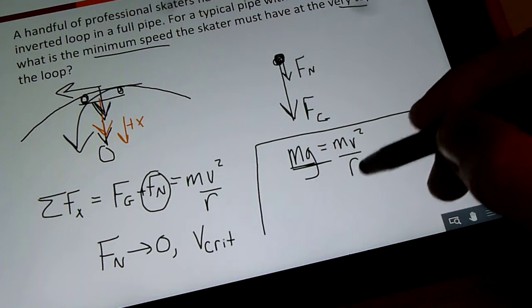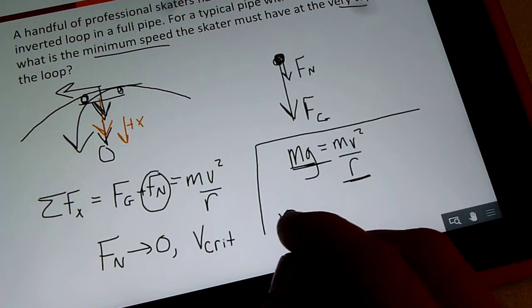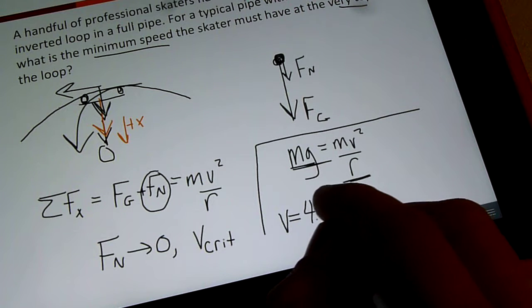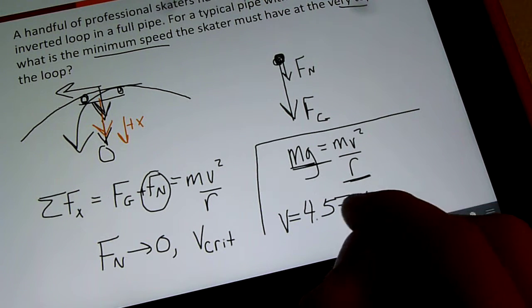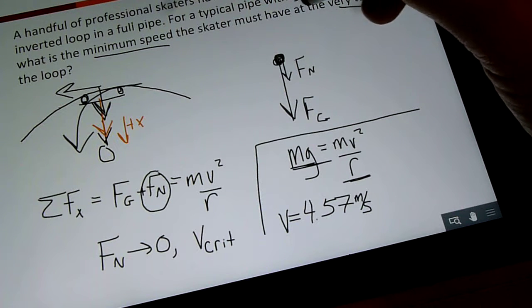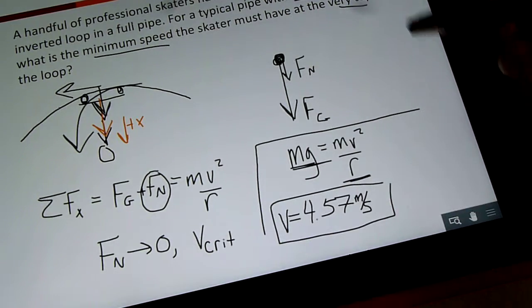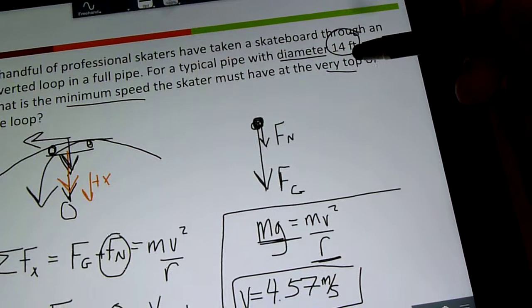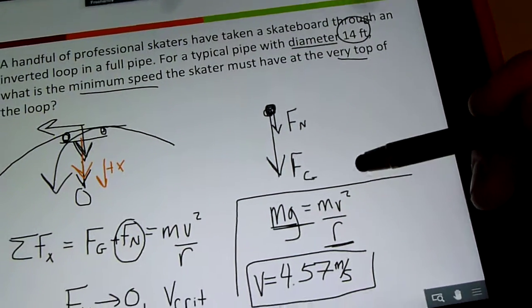So we would convert this to actually use it in R, but if you do that and you check your calculation yourself, you should get that my minimum speed that I can have is 4.57 meters per second. And again, converting 14 feet, that's also the diameter, so you'll have to cut it in half. Take this 14 feet, convert it into meters, divide that by 2, that's the radius of my circular path, and then we're off to the races.